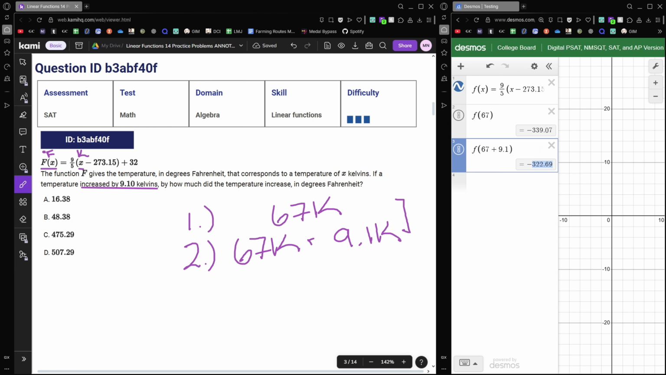Now to find out how much the temperature increased, all we have to do is take the final number and subtract it from our starting number. And we get that the change in temperature in degrees Fahrenheit is 16.38 degrees, which means our answer is A. Now it doesn't matter what number you choose. If I chose a million, for example, okay, well that's 10,000, and then I did 10,000 plus 9.1, and then subtracted the difference, you would still get that the change in temperature is 16.38.